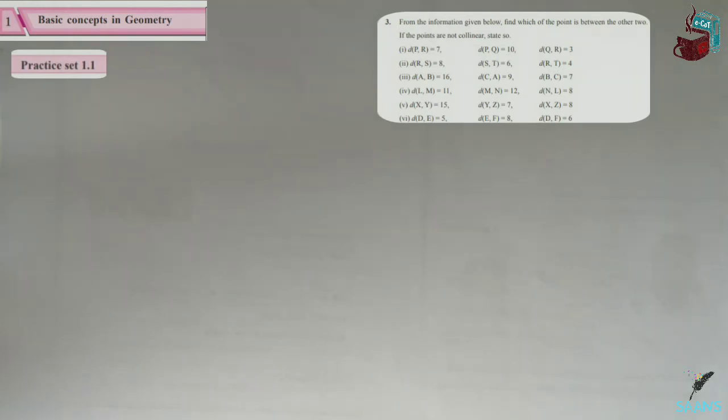Now again, there are 6 sums. This time I will do the odd numbers, that is, I will be doing 1, 3 and 5, because there is not enough time in the video to do so many sums. So, sum number 1.